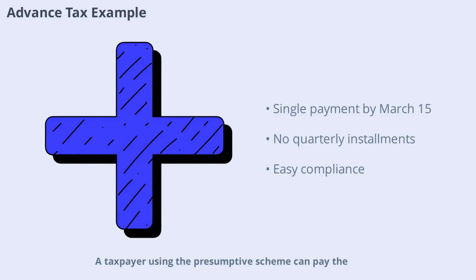A taxpayer using the presumptive scheme can pay the entire advance tax in one installment by March 15. For example, if the computed presumptive income is Rs. 6 lakh, the taxpayer pays the applicable tax by the deadline, avoiding the need for quarterly payments. This streamlined process is a major benefit of the presumptive scheme.